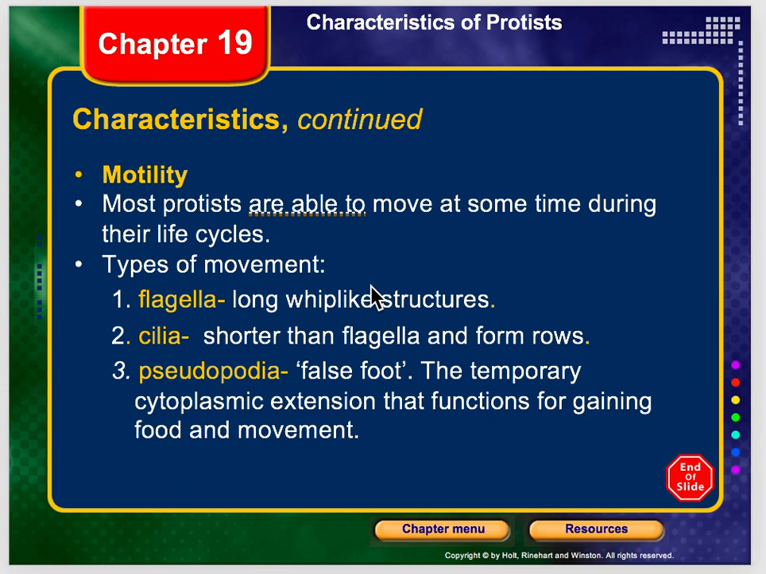So they move by means of a pseudopod, but it's also called cytoplasmic streaming because the cytoplasm streams into that fake foot and moves them forward. So if I ask you, what do they move with, you would say a pseudopod. If I ask you what kind of movement is it, it's called cytoplasmic streaming.